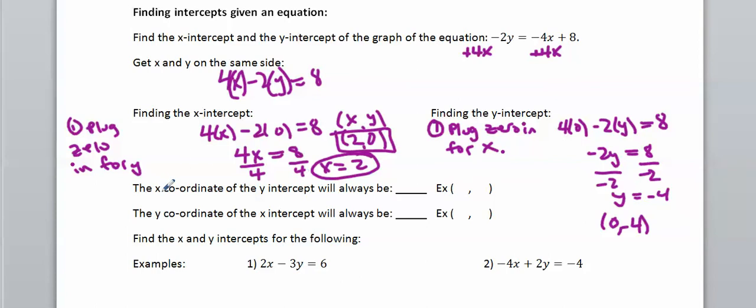So the x-coordinate of the y-intercept, so my x value for my y-intercept, will always be 0. And the y-coordinate, or the y value of my x-intercept, will also always be 0. Okay? So, for example, the two answers: the x-coordinate of my y-intercept was 0, so 0, negative 4. And the y-coordinate of my x-intercept was 0, so 2, 0.